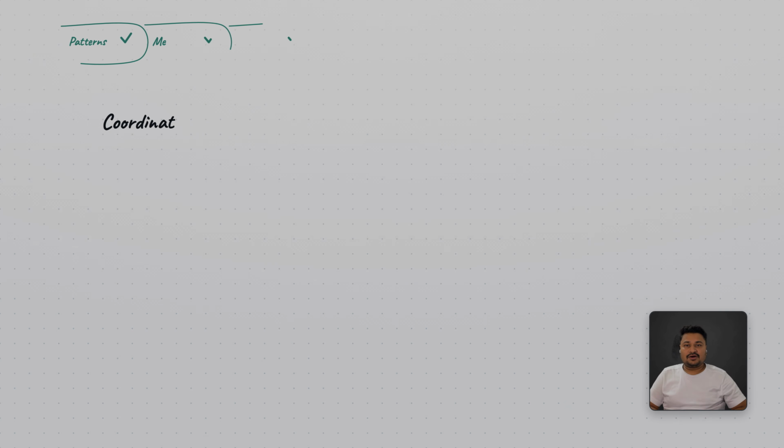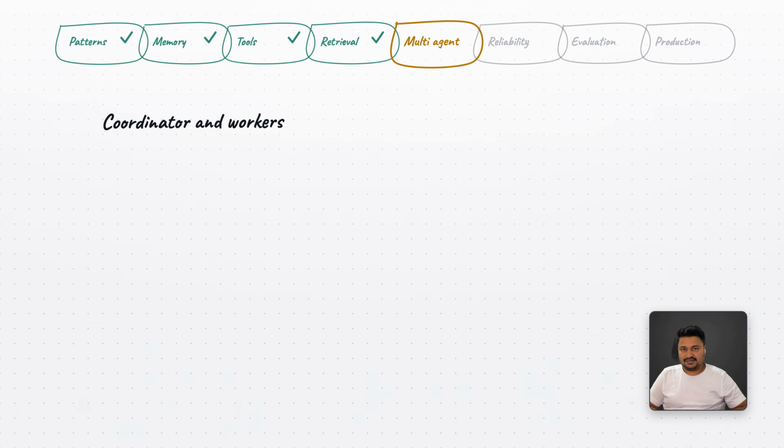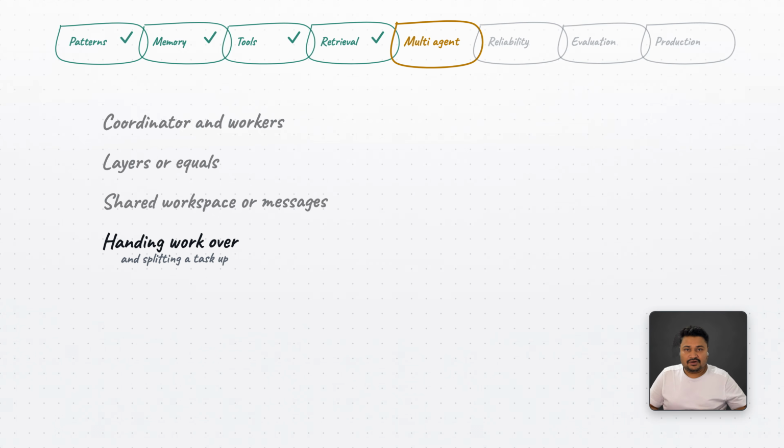Inside this one: the coordinator and workers pattern, layers, agents talking as equals, sharing one workspace, passing messages, handing work over, how to split a task up, and what you do when two agents disagree.